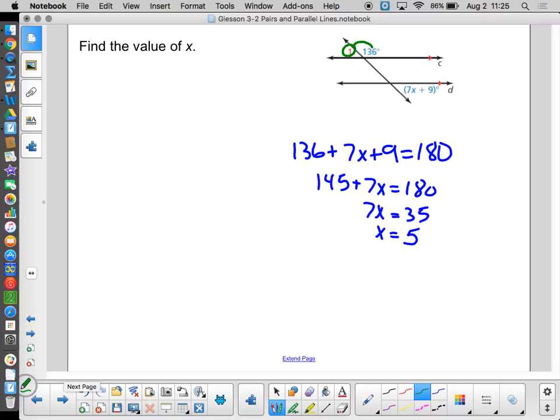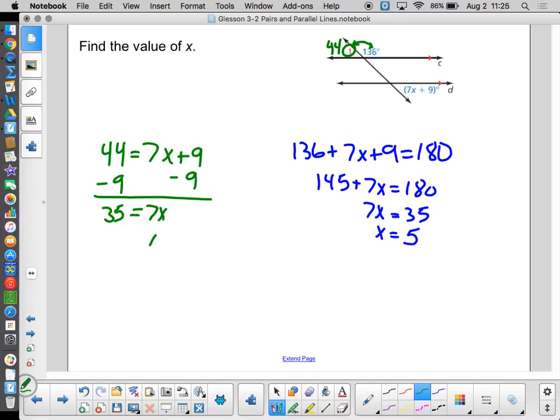Angle 1 and the 136 here are a linear pair, which means that they have to add up to 180. Well, if that's the case, that means that this angle has to be 44. And then I could go, 44 equals 7x plus 9. Alternate exterior angles have to be congruent. Subtract the 9. Guess what? I have exactly what we had before. Still works out.